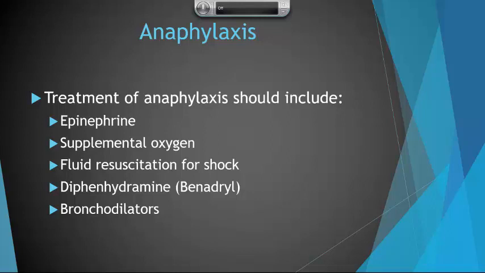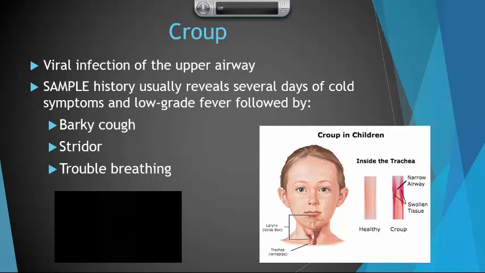Croup is a viral infection of the upper airway. The virus is transmitted by respiratory secretions, and it primarily affects children between the ages of 6 months to 6 years. Most cases occur in fall and winter. The virus has an affinity for the subglottic space, which is the narrowest part of the pediatric airway, and causes edema and progressive airway obstruction.